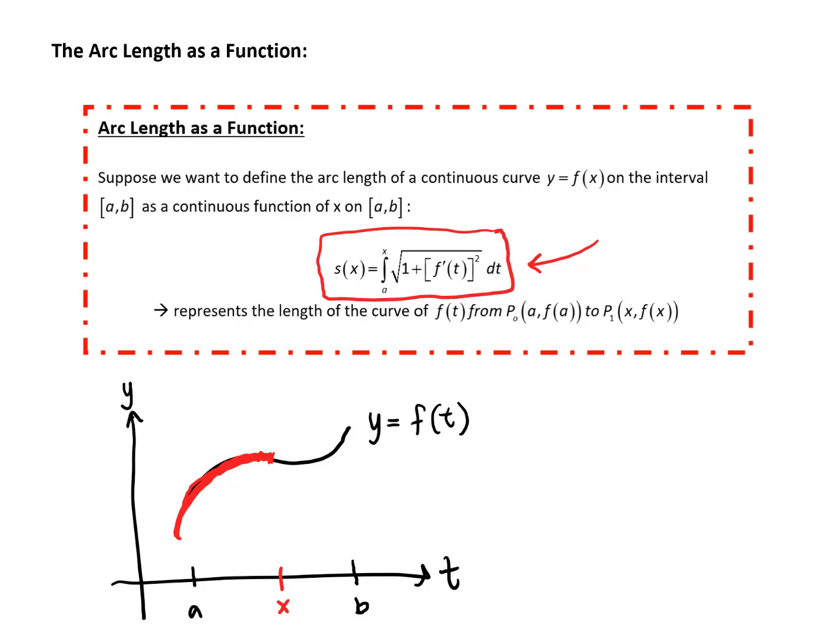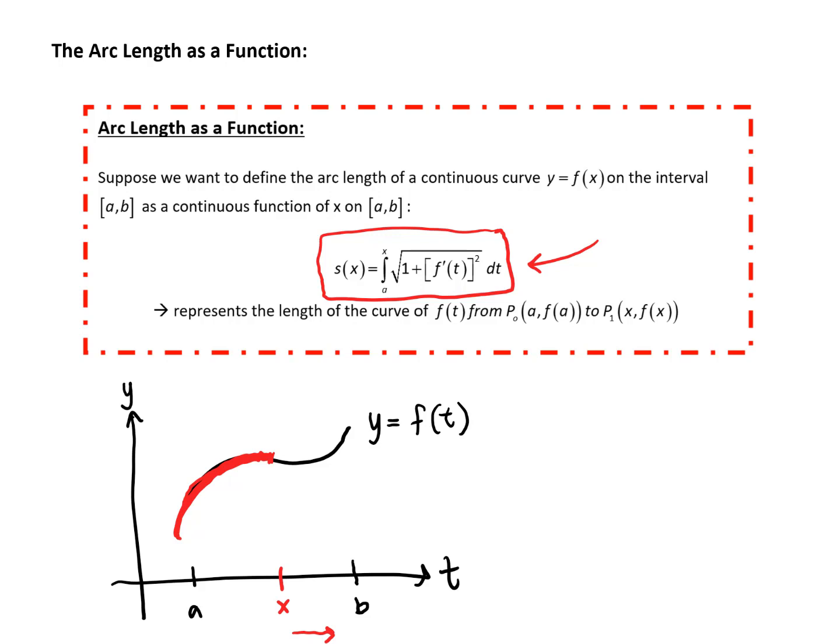That would be representing the length of the curve from the initial point, a, f of a, to the new point, x, f of x. And x again is variable, so this can change. This guy can move up and down on that interval from a to b, giving us different arc lengths. Okay, so that's our arc length function.